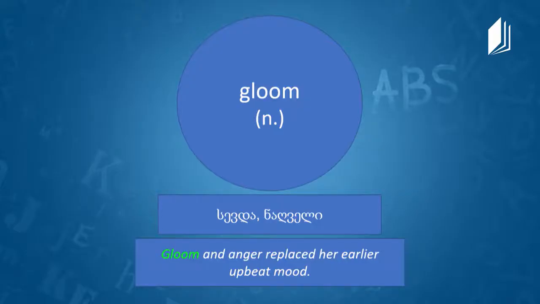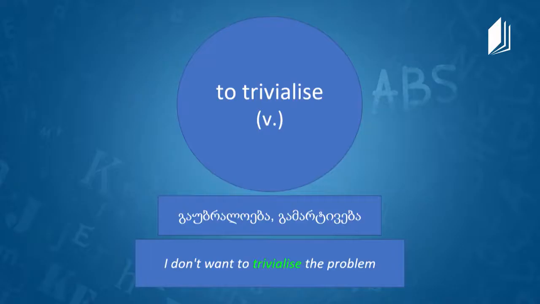And here we have an example. Gloom and anger replaced her earlier upbeat moods. Okay. And what is the next word, Mr. Darrow? To trivialize. To trivialize is a verb, and in Georgian it is translated as გაუბრალოება, გამარტივება.